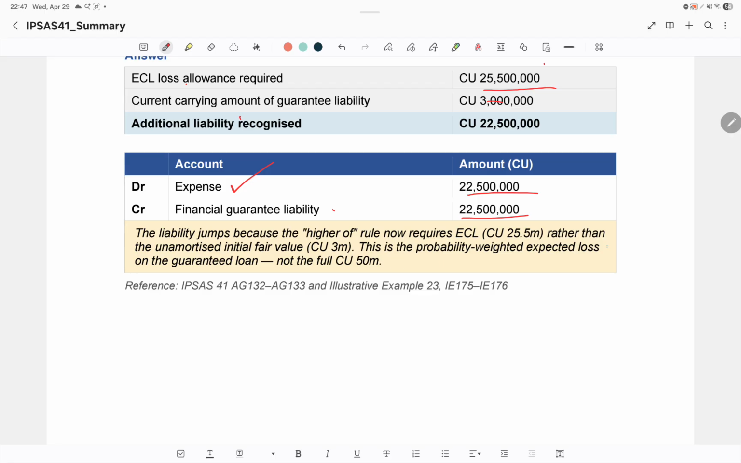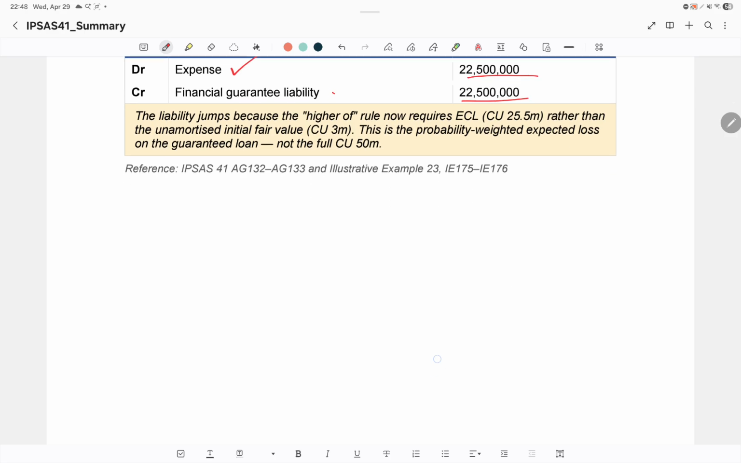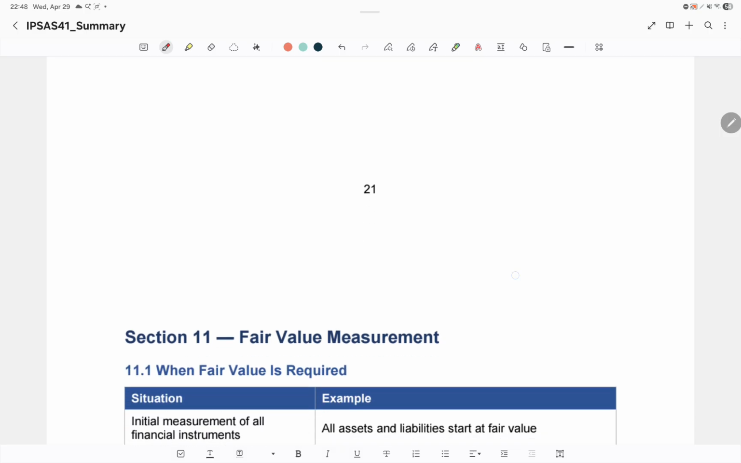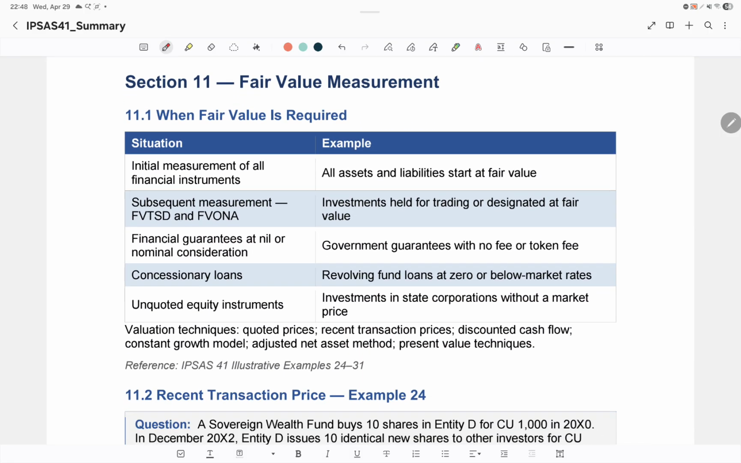The rule now requires ECL rather than the unamortized initial fair value. This is the probability weighted expected loss on the guaranteed loan, not the full currency 50 million. So, fair value measurement: when is fair value required? Fair value is required at initial measurement of all financial instruments. All assets and liabilities start at fair value, correct?